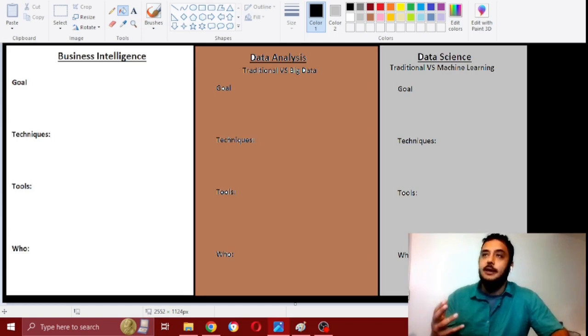So to begin, all three of these fields have a lot in common. There are a lot of tasks, goals, objectives, and even common practices shared between all of them. But when it comes to the actual work goals and to the job market, each one of these professions holds its own set of tools, techniques, and practices that I would like to briefly talk about in this video.